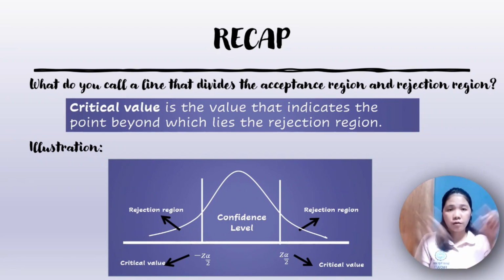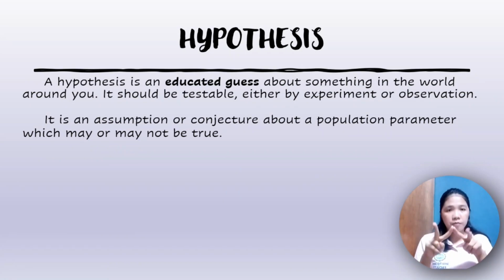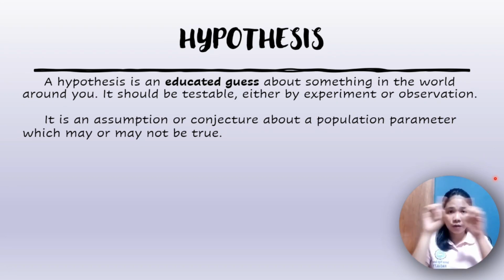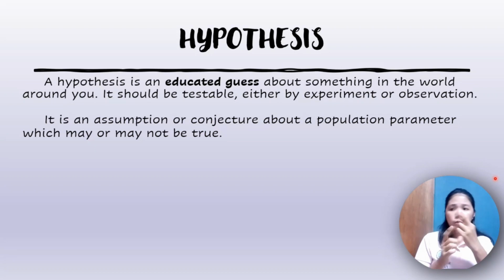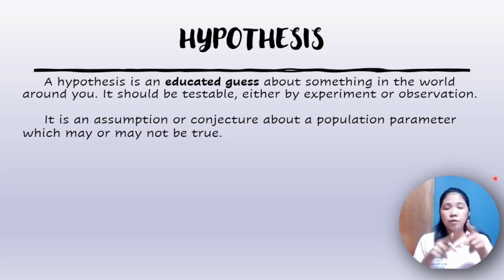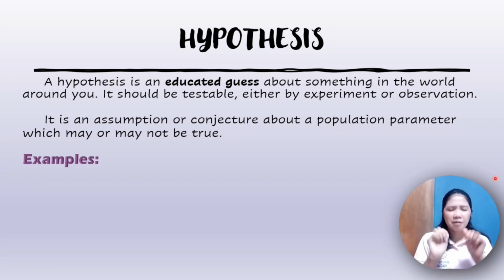Alright, let us start. Let's begin with the hypothesis. A hypothesis is an educated guess about something in the world around you. It should be testable, either by experiment or observation. It is an assumption or conjecture about a population parameter which may or may not be true.